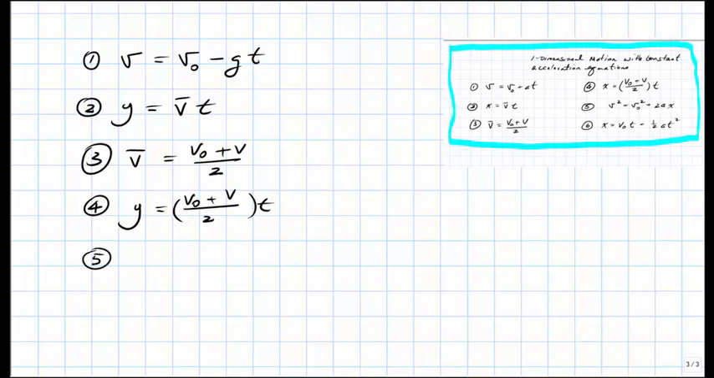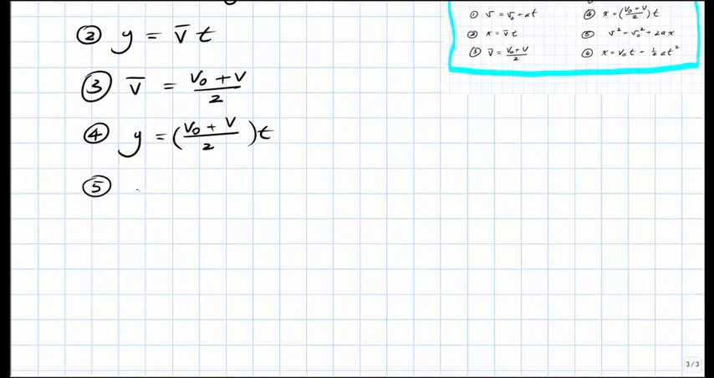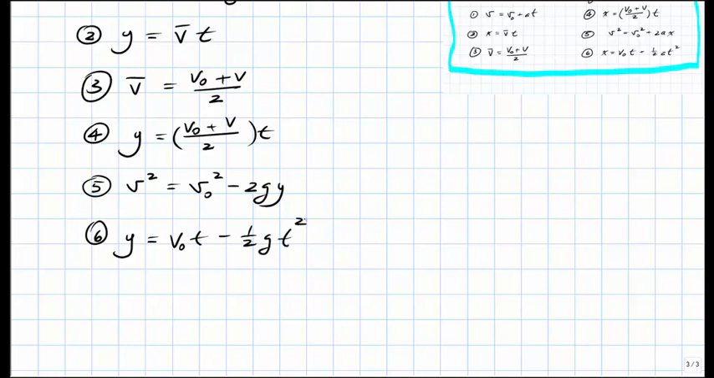Equation number 5, you can see that the only substitution, actually there are two, the acceleration will be substituted by negative g, and x will be substituted by y. So this equation becomes v squared equals v0 squared minus 2gy. And finally, in equation number 6, the x becomes a y and the a just becomes negative g. As a result, equation 6 looks like y equals v0t minus 1/2 gt squared.